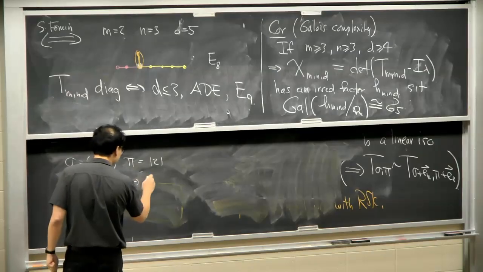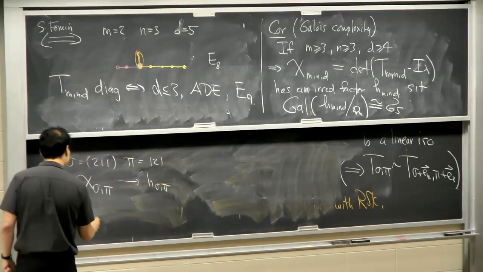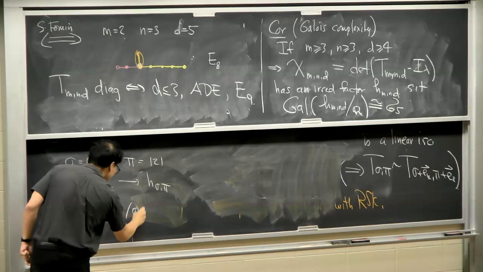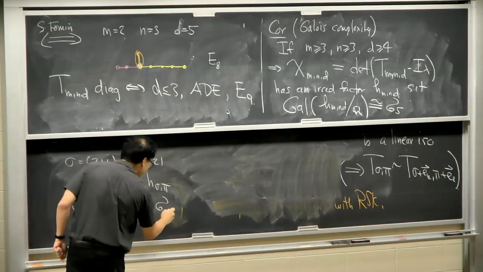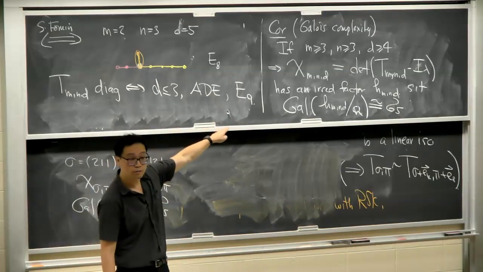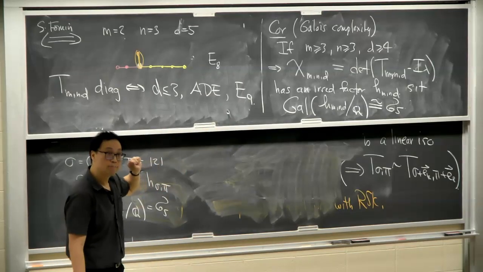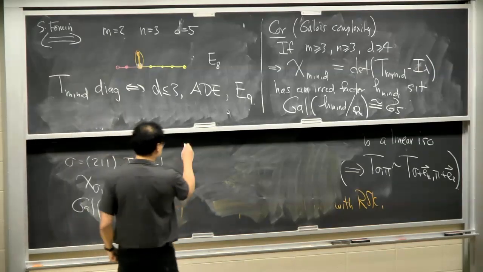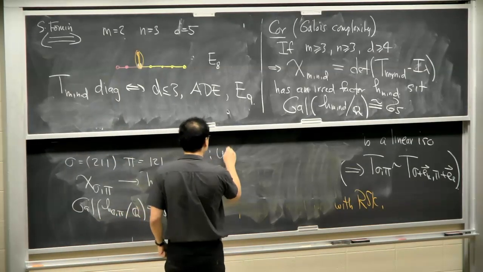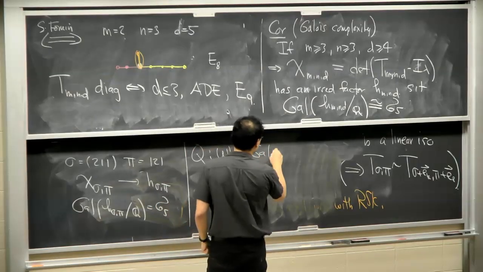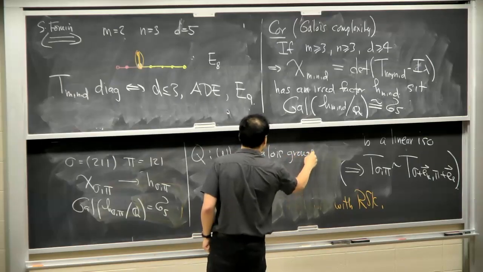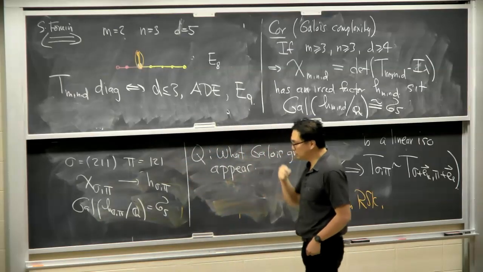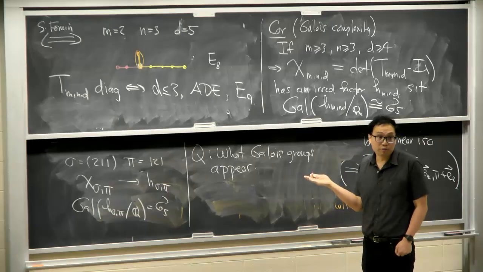So this has an irreducible factor, I'll call it H sigma pi, and the Galois group of this is S5. And because of the decomposition theorem that allows you to propagate, this holds for all M greater than or equal to 3, N greater than 3, and D at least 4, the 4 being because 2 plus 1 plus 1 equals 4. The question is, what Galois groups can appear in this way? By which I mean, for these particular blocks, what sort of Galois groups can appear?